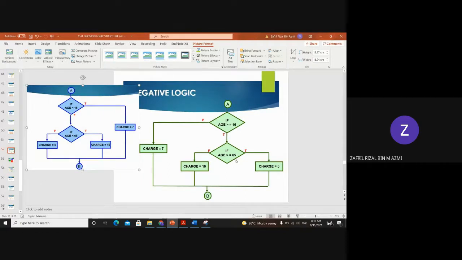Can you spot the difference, class? You see the condition used over here. It changed. Yes. The first condition is not the original condition. You need to change this in order to use negative logic. From here, less than 16. If you put less than 16 over here, your logic is going to be wrong. If it is less than 16, if it is false, we will not get charge equal to 7. It's going to be different.